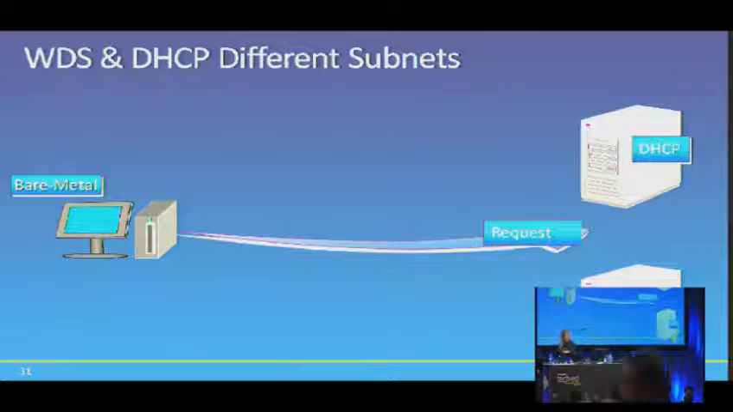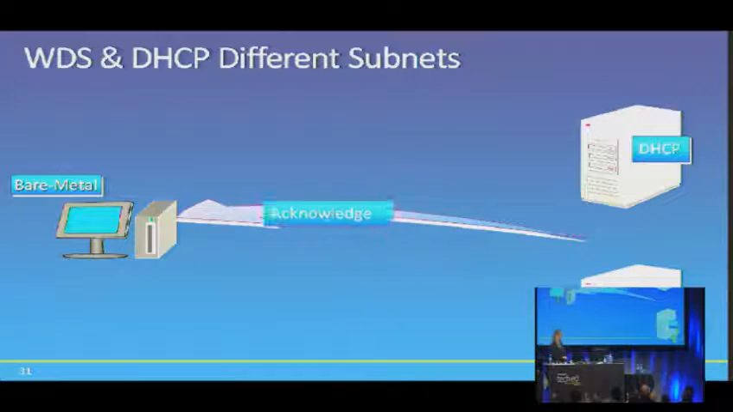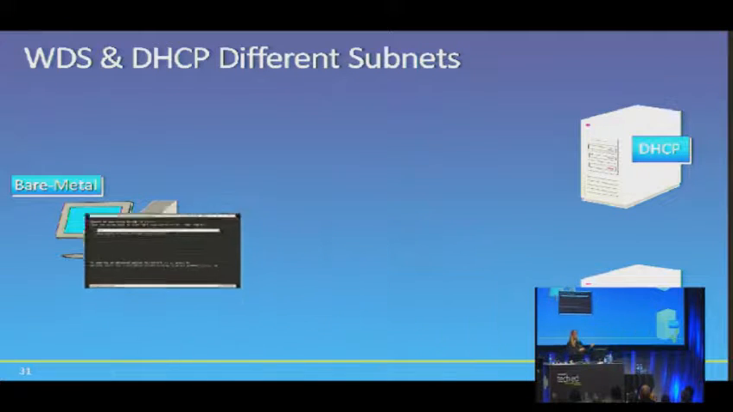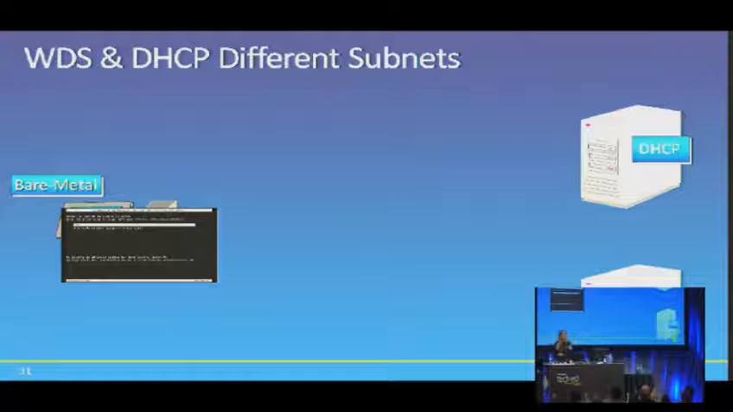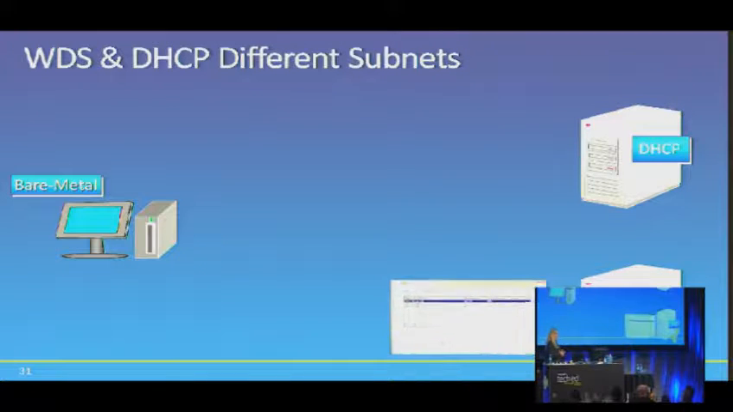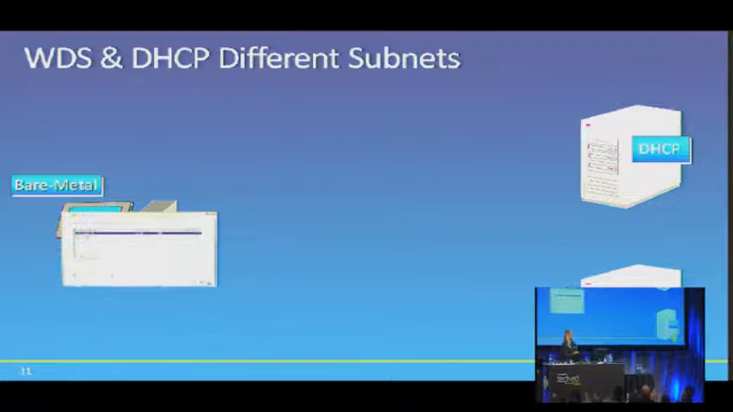Client requests that the IP address be assigned to it, DHCP acknowledges. It now knows who the WDS server is, goes down, gets the boot image selection list from it, boots a WinPE, and then gets your operating system image.